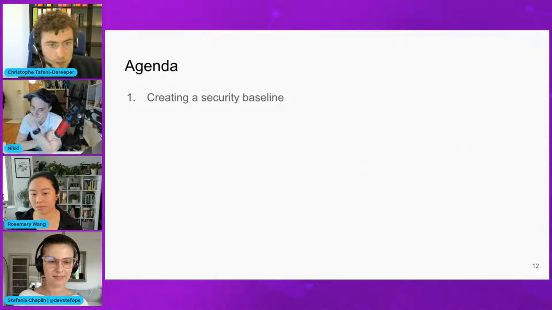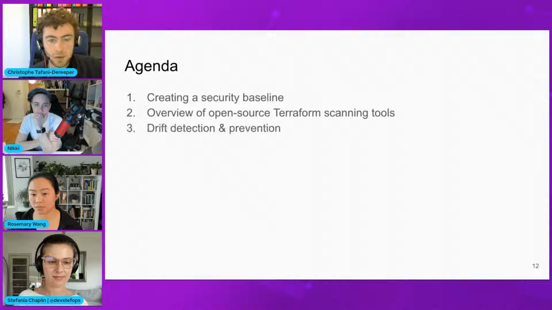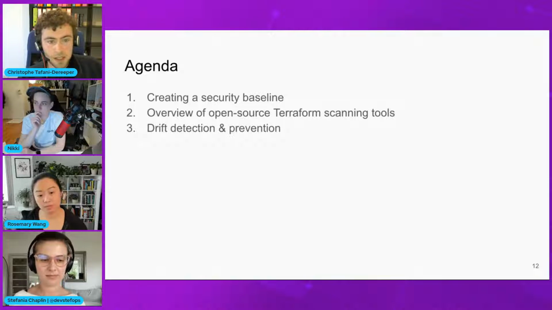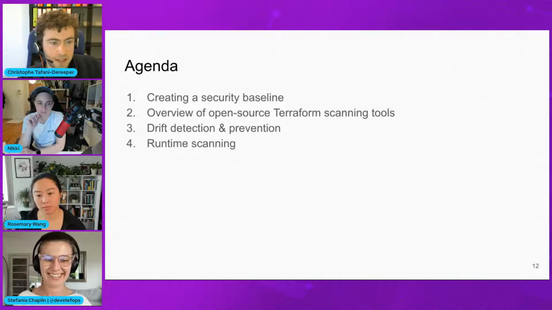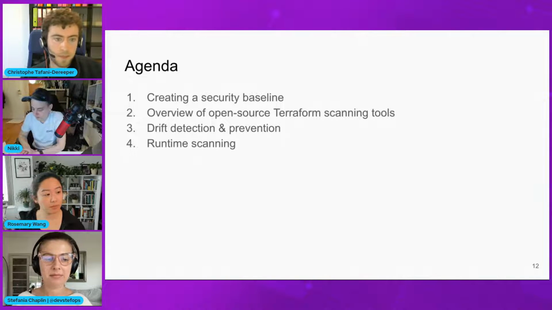So we're going to start with talking about what to scan for. We want to scan a security baseline. We don't want to scan for everything. Then we're going to take a look at some open source Terraform scanning tools. And then we're going to talk about drift detection and drift prevention, and we have a very special guest as well. And finally, we have some closing notes about runtime scanning, so scanning what is running in the AWS account.